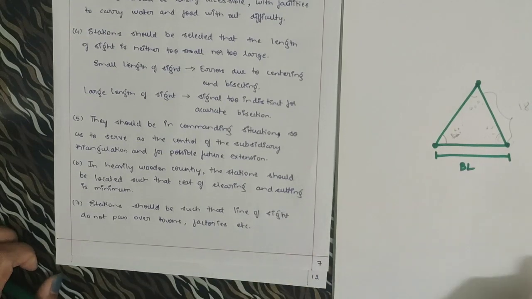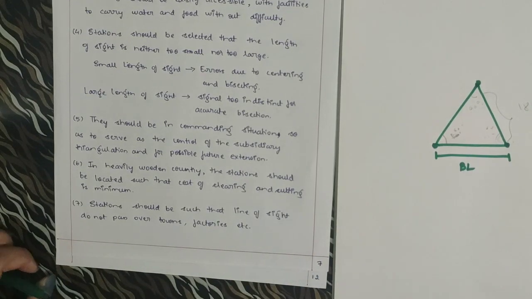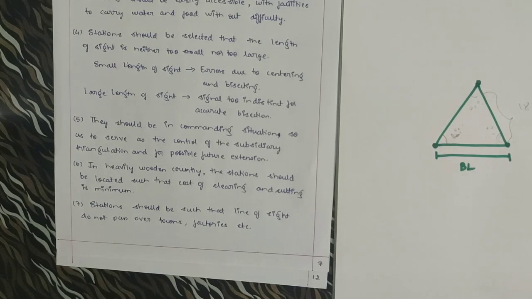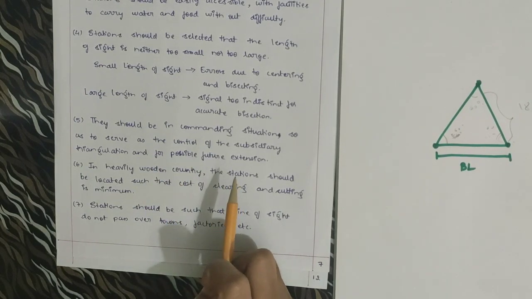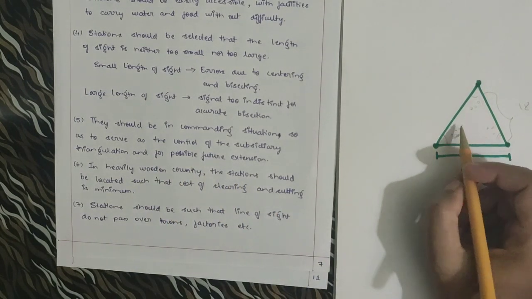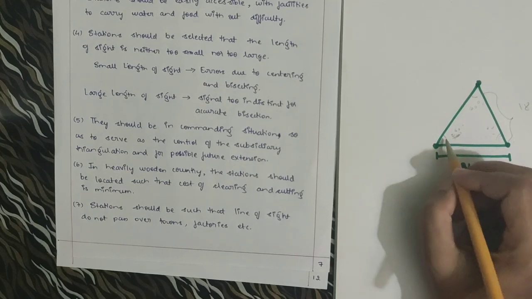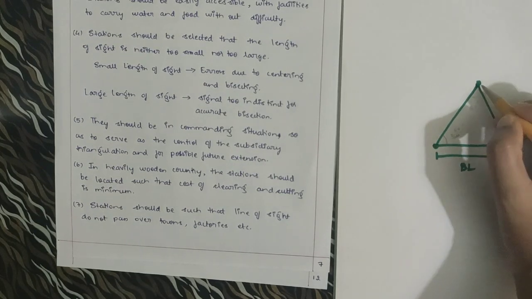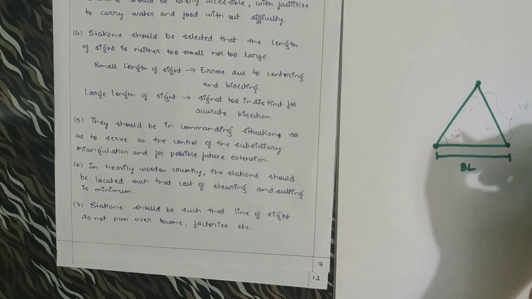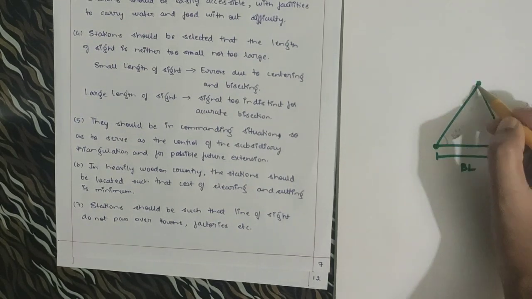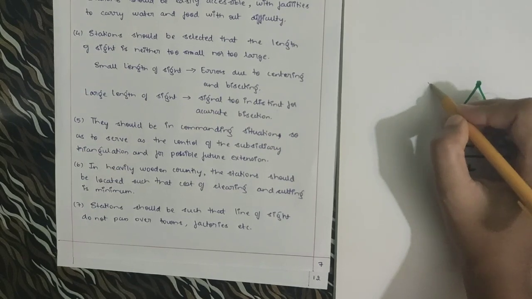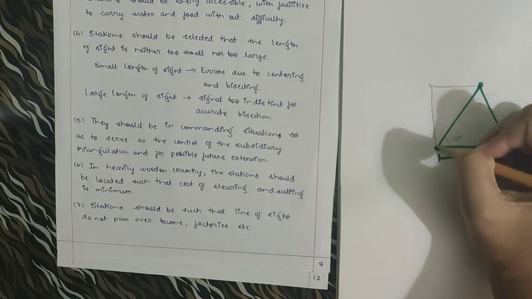Coming to the fifth point, they should be commanding stations so as to serve as the control for subsidiary triangulation and for possible future extension. That is, the station should be such that if in future you want to extend this triangle, it should be very easy to carry out.